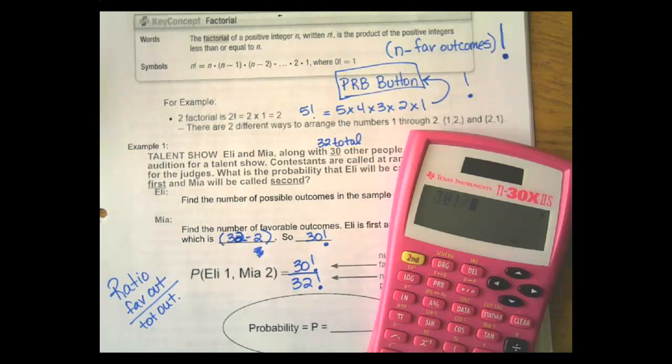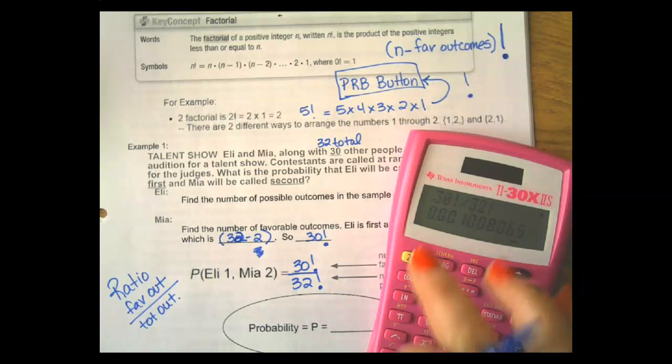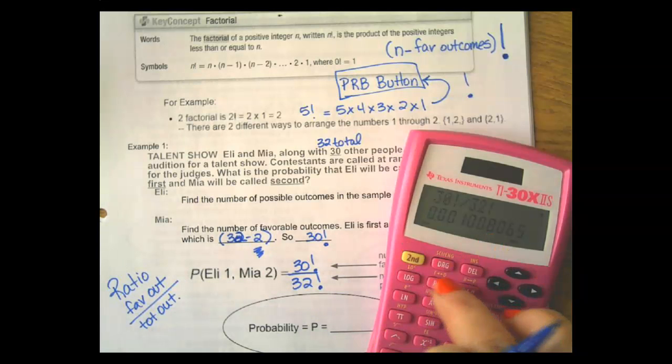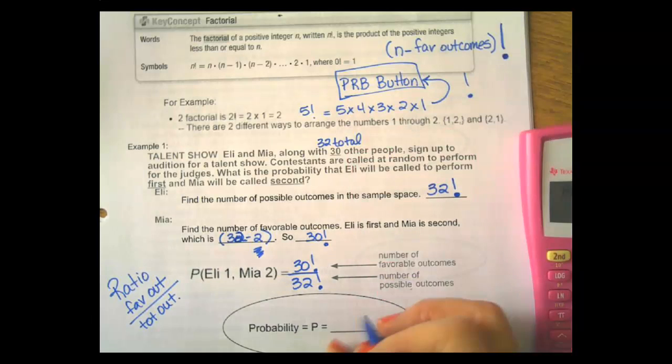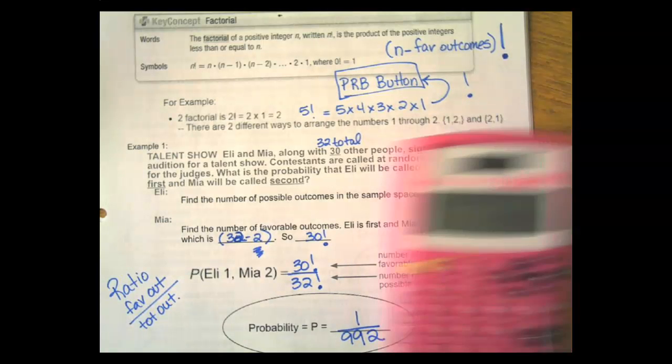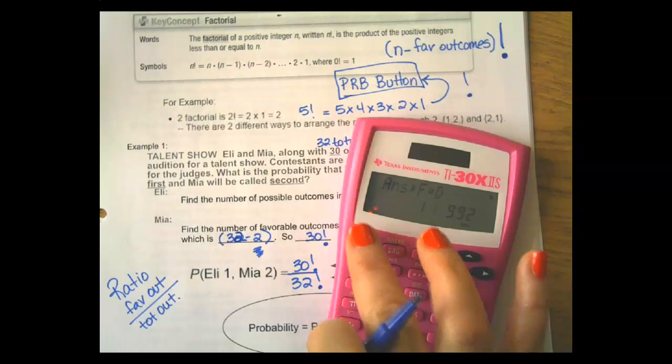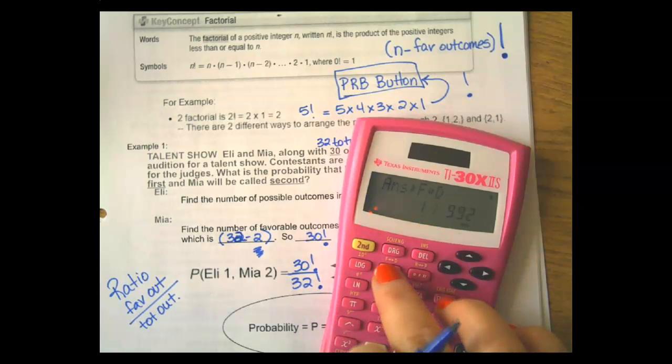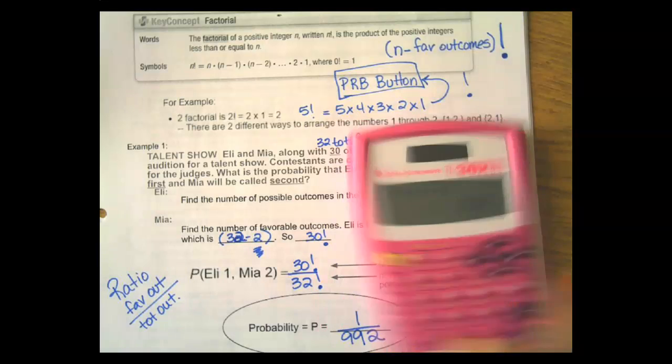Divided by 32 factorial, equals. Now I want this as a fraction, so I hit second, fraction to decimal, and I get 1/992. So if you have to back up and see how I did that in my calculator, feel free to do that. It goes with the probability, but I have to hit that shift key, that second key, to get fraction to decimal or decimal to fraction.